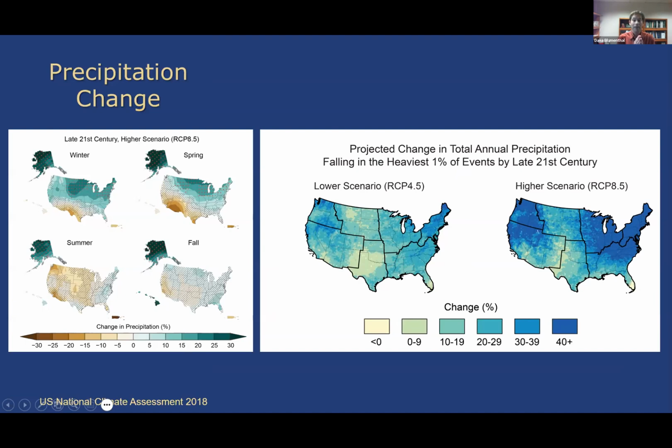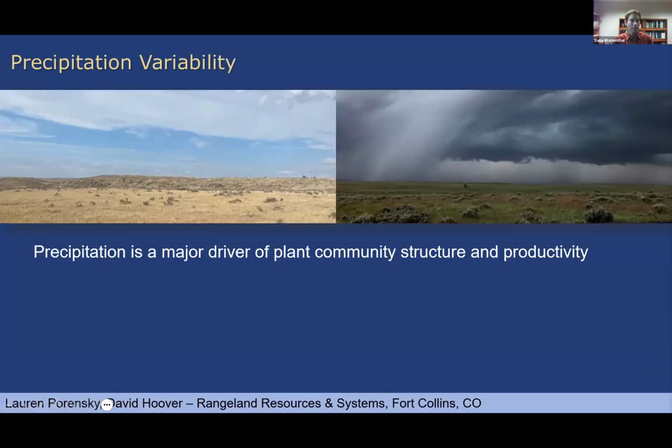So in this case, we expect more of the precipitation to fall in fewer events. So we have more really wet periods and more really dry periods. You put all that together and it's complicated. Coming up with predictions becomes pretty tricky. There are a couple of people trying to do that in our unit. Again, that's the Rangelands Resources and Systems Unit in Fort Collins, and those are Lauren Perensky and David Hoover.